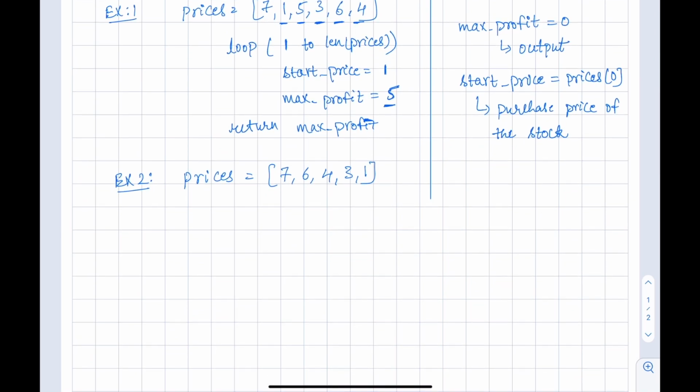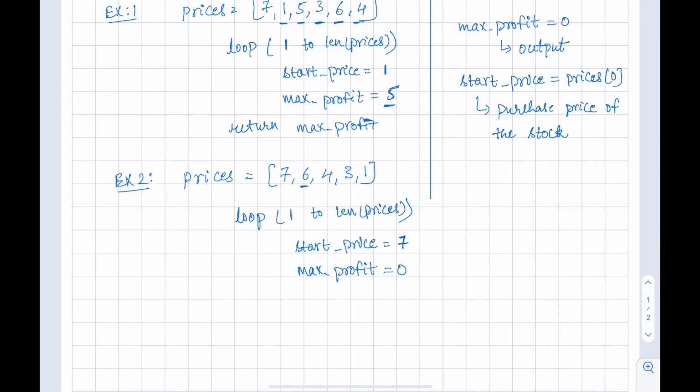So in the example 2, we are going to follow again the same explanation pattern. We are going to loop from 1 to length of prices. And my start price is going to be, I'm going to make it 7 instead of prices of 0. I'll just put it as 7. And my max profit is again going to be 0. Then I'm going to the day 2, and there is no profit that can be achieved.